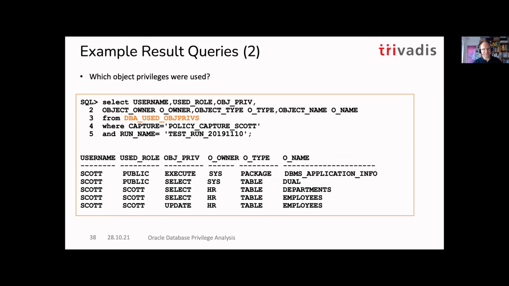Okay. DBA used privs, so all the objects. When you log on to a database, you always need DBMS application info and dual. So we have these public grants, and then the user did some selects on the departments table and employees table and an update on the HR table. This is the kind of auditing I mentioned in the beginning. When you know the time frame when this run took place, you get information about when the user did what.